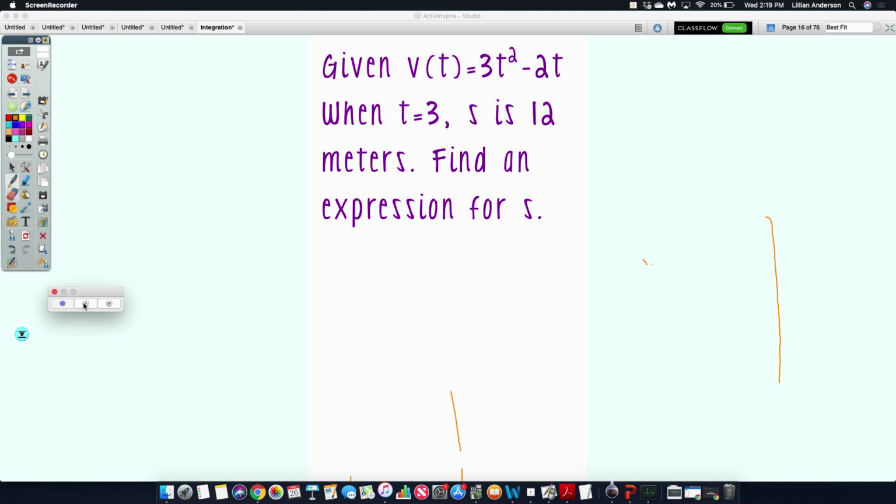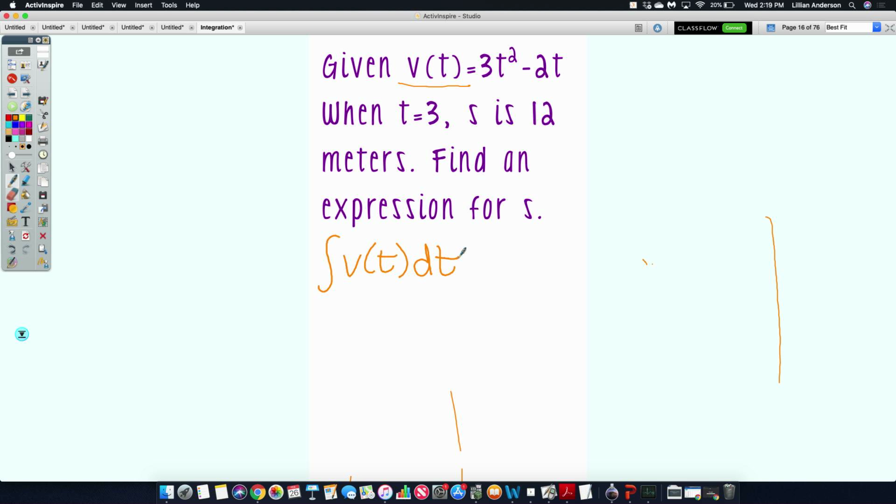All right, so remember, v of t is what? Your OG function. Yes, but it's also the derivative. So when we do the antiderivative of this, we're actually finding s, position, displacement. Okay, so when it says that s is 12 when t is 3, that means you have the point 3, 12 that you'll need to plug in to find the expression.